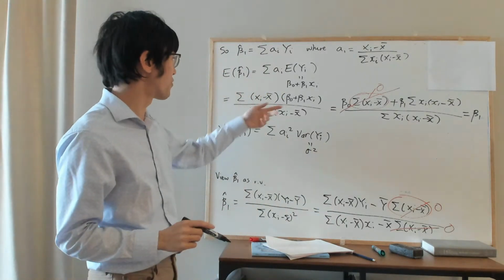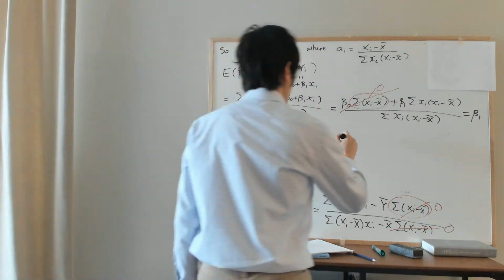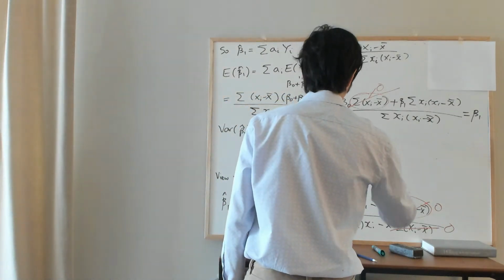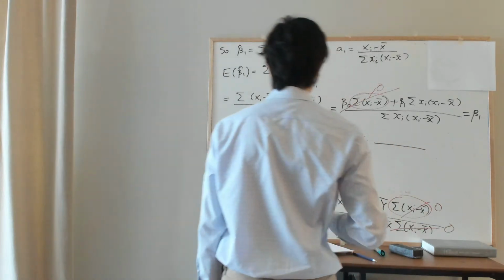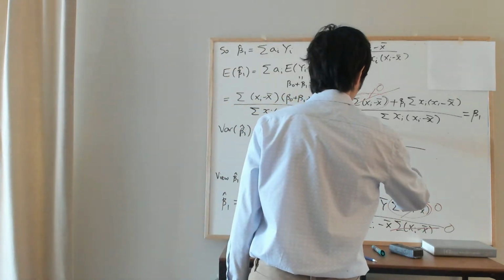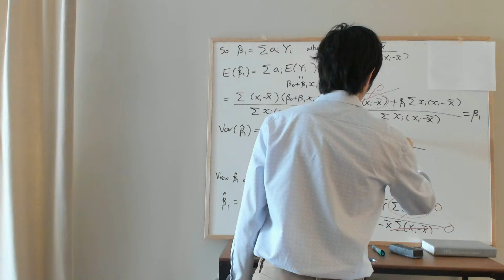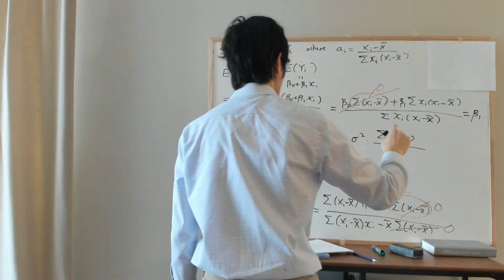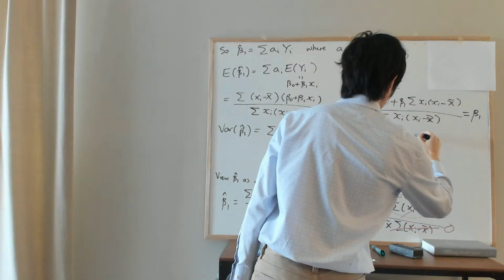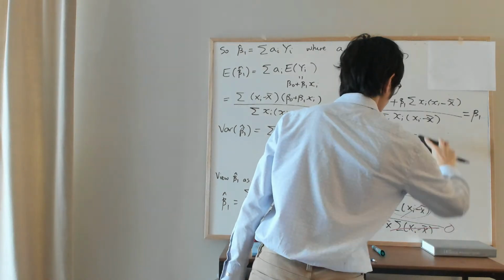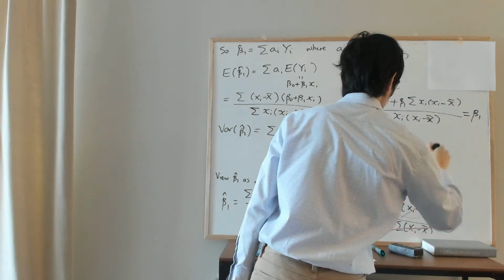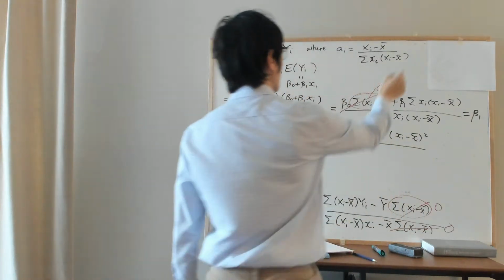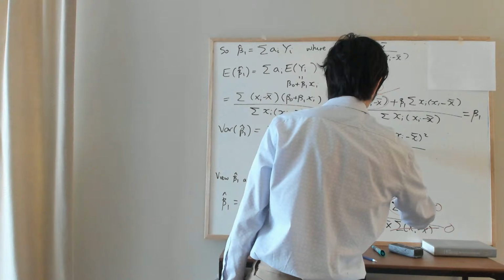And then we just need to simplify this. So we'll write it like this. I can pull out sigma squared, and then the summation of ai squared. I need to square ai, so I have the summation of xi minus x bar, squared. And then on the bottom, I'm going to have this whole thing squared.